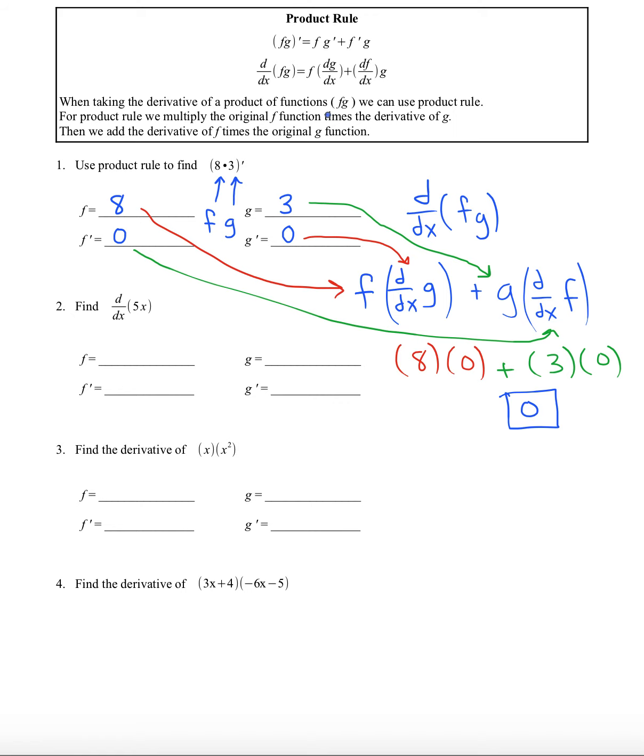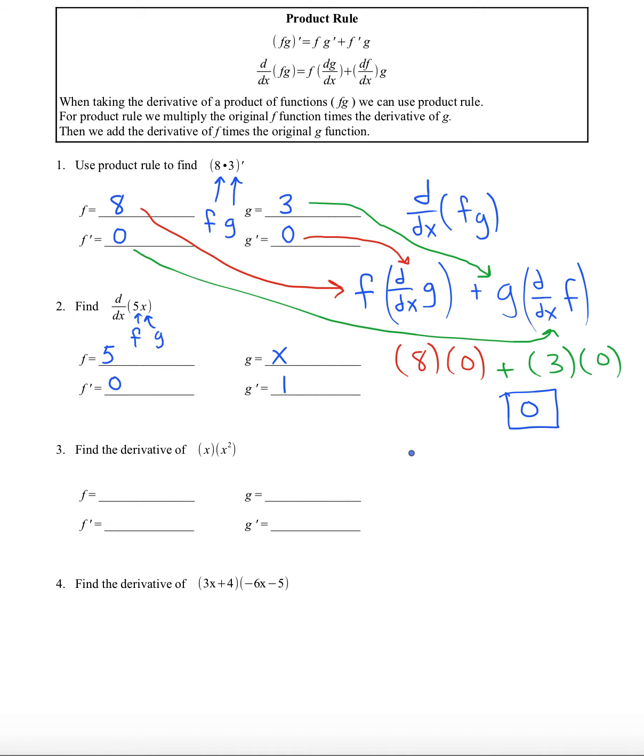Let's try a little bit tougher one here. 5x. Again, product rule is not really necessary, but we'll try it just for a little practice example here. Let f be 5 and let g be x. You get to pick which one you want to be f and which one you want to be g. Derivative of 5 is 0 and the derivative of x is 1.